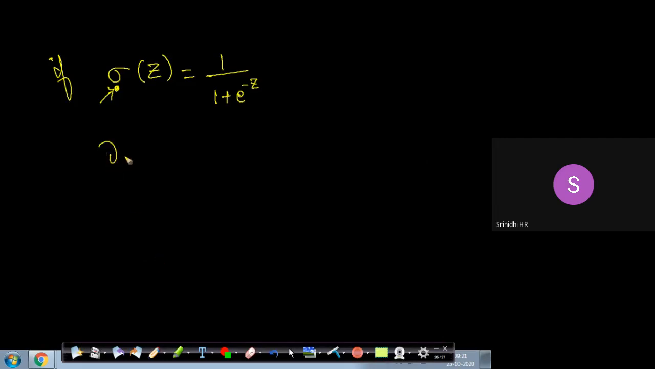So the derivative of sigmoid with respect to the derivative of Z is equal to, can anybody tell me what the formula is? What is the derivative of A with respect to Z? How do we find the derivative? It is A into 1 minus A. Could you remember this?